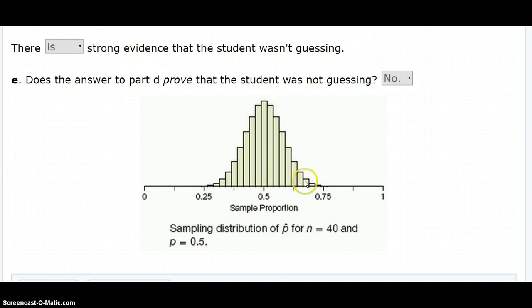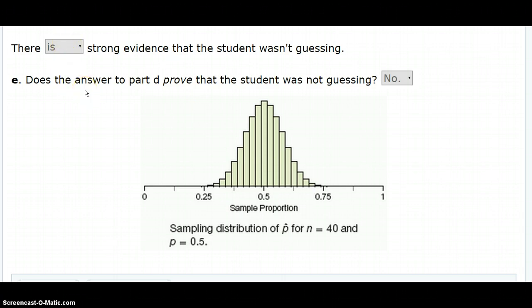So looking at this example, his or her 0.75 would come right here, which does not seem to be coming from this distribution of randomly guessing. This is the distribution if you completely randomly guess, and if it's roughly the same number of trues as falses on the test. So 0.75 doesn't seem to belong to that distribution. It's much more likely there's another distribution, kind of invisible here, where the student does know some of the answers. So there is strong evidence that it wasn't just guessing.